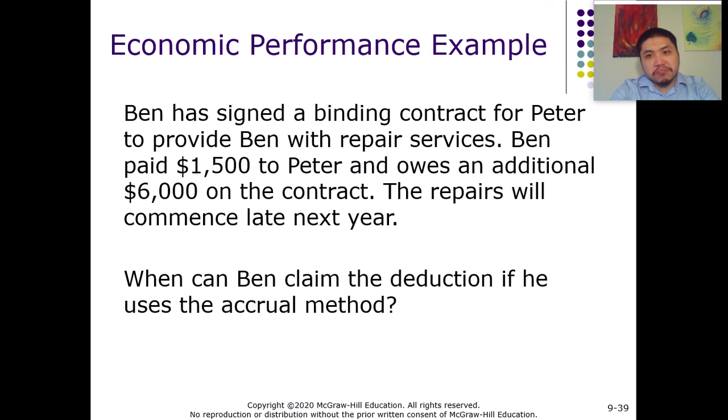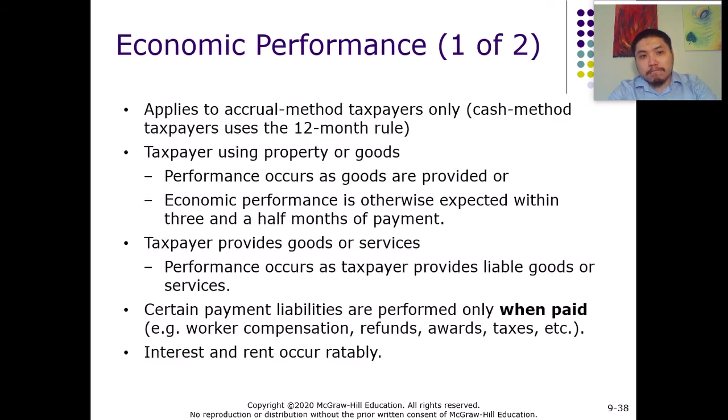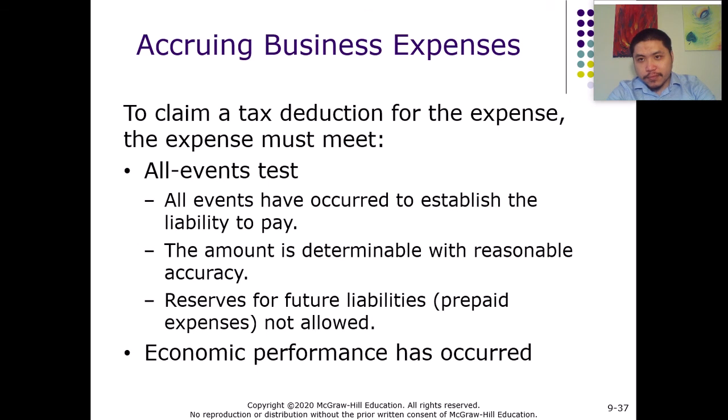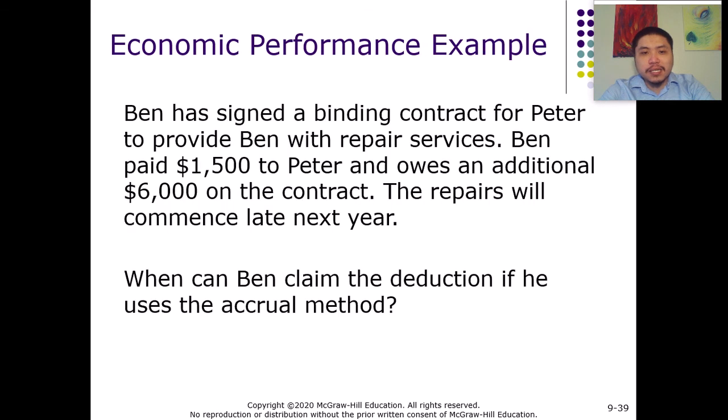Well, we know that the value of this contract is $7,500, right? For the first test, the all events test, this expense should pass, once we know the accurate amount of the expense. However, for the economic performance test for the current year, the expense doesn't pass, because no performance has happened in the current year, and the service is promised to happen next year.